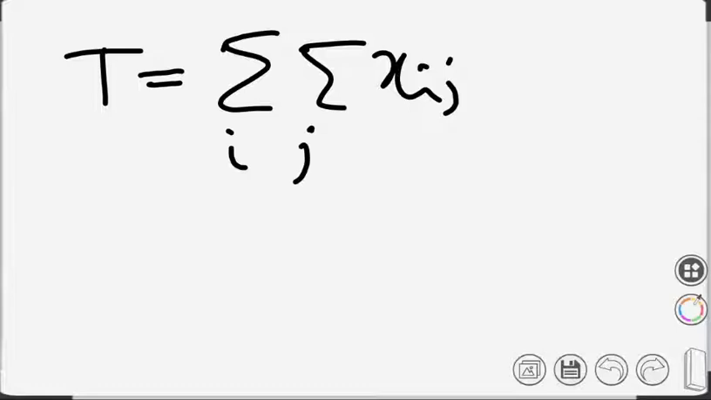Then the next formula is CF. Please write down the formula, then we will explain with the help of the example when we take it, and calculate all of them. So CF is T square by N.